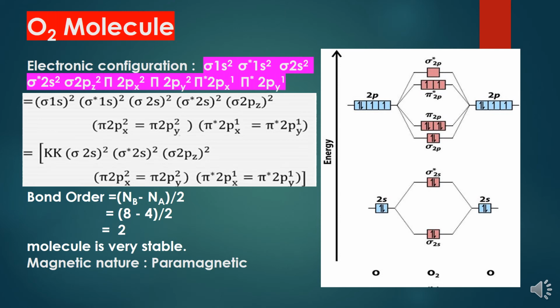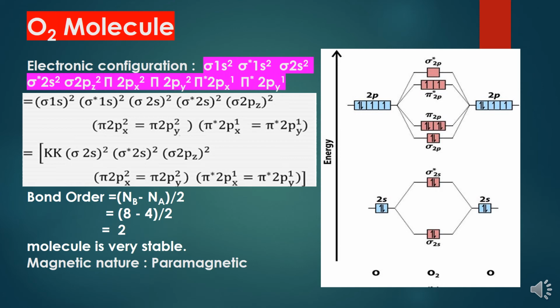This is because 2s and 2p interaction is not possible in oxygen, because the pairing of electrons starts from oxygen in the 2p orbital. So slight repulsion increases the energy of 2p. So 2s and 2p interaction is not possible here, and sigma 2p is lowest in energy. And bond order will be 8 minus 4 by 2.